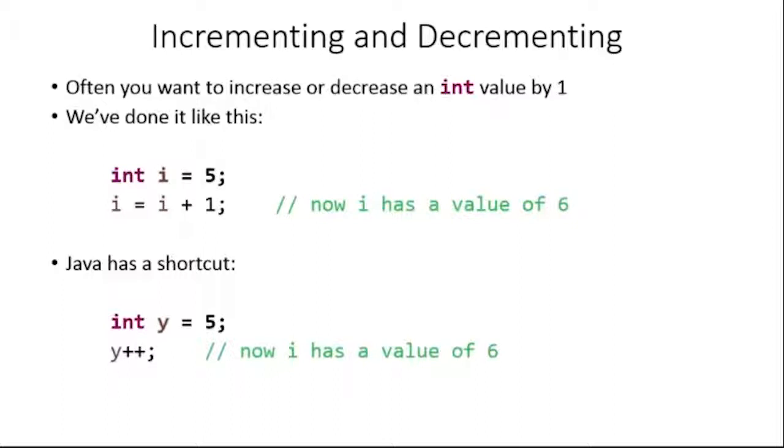Or this is supposed to say y. Must have copied and pasted. And similarly, you can do y minus minus, and that, as you probably guess, decreases the value by 1. So now y is going to have a value of 5. So again, this is just a syntax thing, but you're going to start seeing that when we start doing for loops, so I wanted to introduce you guys to it really quickly. But does anyone have a question there about this at all? And, oh yeah.